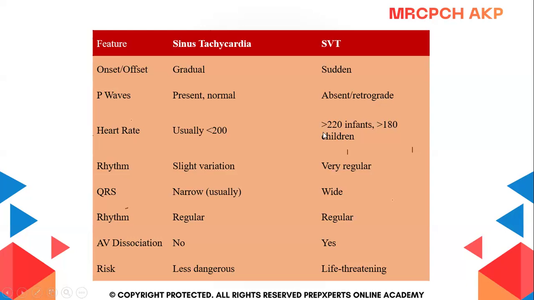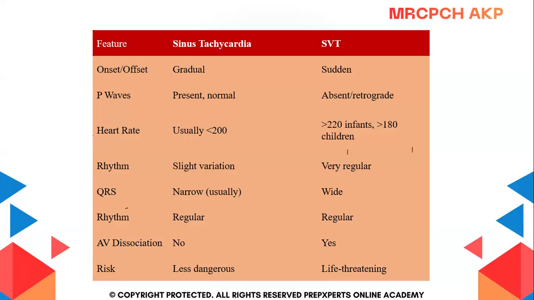And in SVT, I want you to memorize this figure: in infants it will be greater than 220 beats per minute, and in children it will be greater than 180 beats per minute. So whenever you are getting a tachycardia, for example, the child comes in the ER and you attach a cardiac monitor, and you see, oh my God, he's having a heart rate more than his age, then what are you going to see? Always look for the P wave.